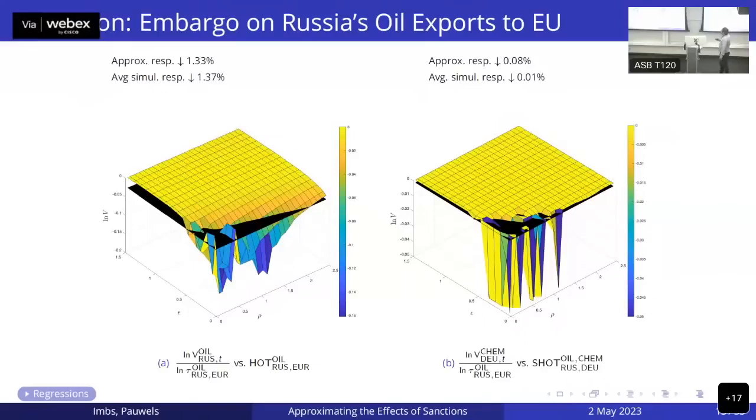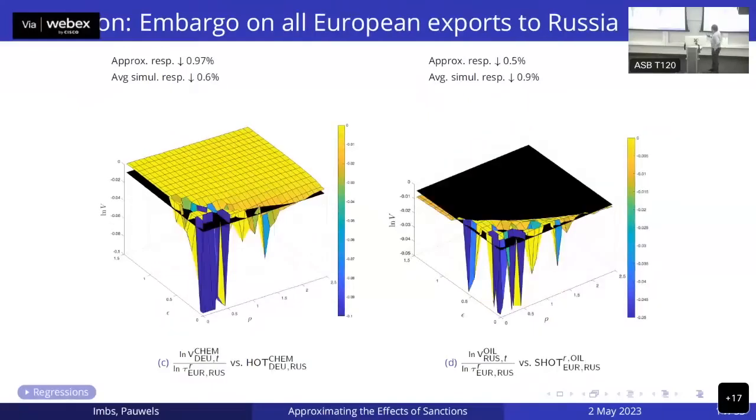So you have an example here. The approximate response here is a 1.33% decrease, and this is the average of that surface, the yellow-bluish surface. That's 1.3%. That's what the exact model would imply. And you can see that the impact on Russia is much larger than on the EU, which is much lower in this particular case. Again, we are relatively close to this.